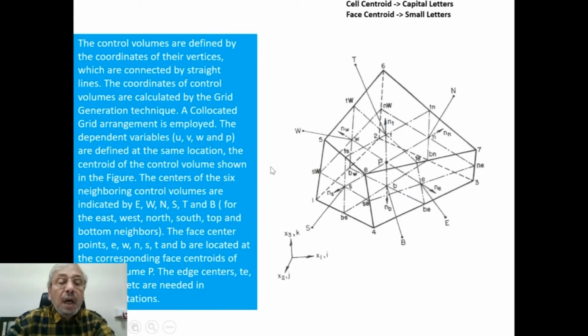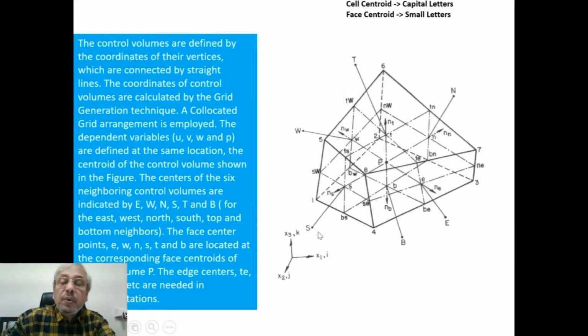shown in the figure. The centers of the 6 neighboring control volumes: the center of this control volume is P, and the centers of the neighboring control volumes, if you imagine another control volume on the eastern face, the center of that control volume is uppercase E. Similarly, if there is another control volume just on the western side of it, the center of that control volume is given by uppercase W. Similarly, uppercase N, uppercase S, uppercase T and uppercase B, for the east, west, north, south, top and bottom neighboring control volumes.